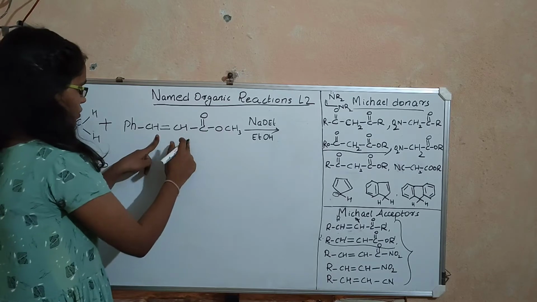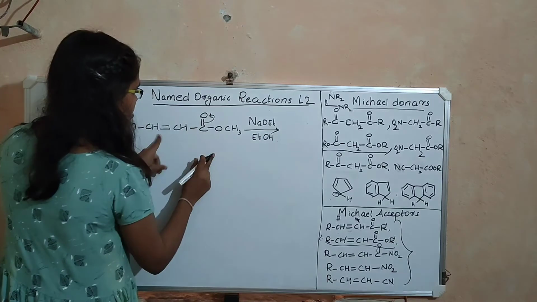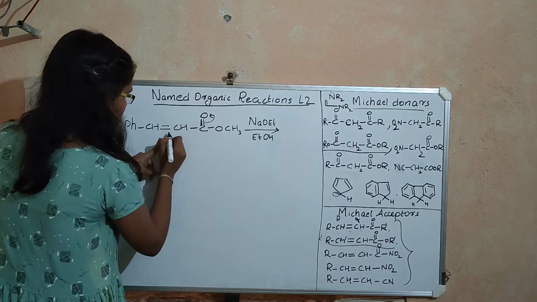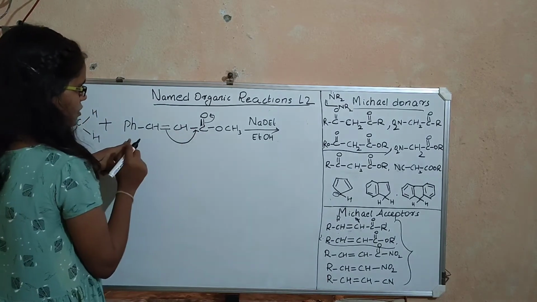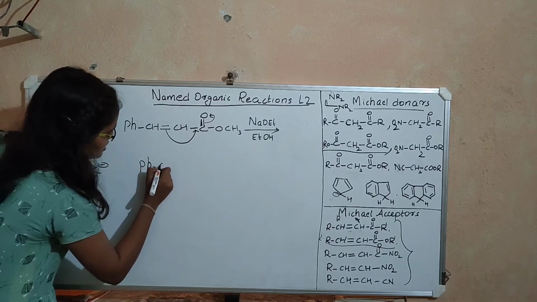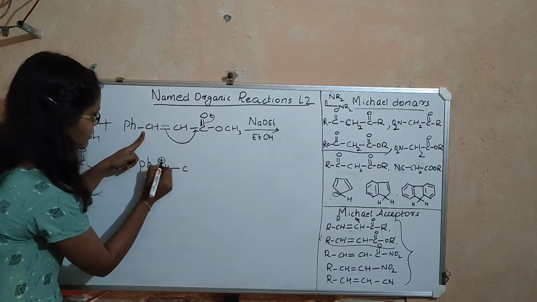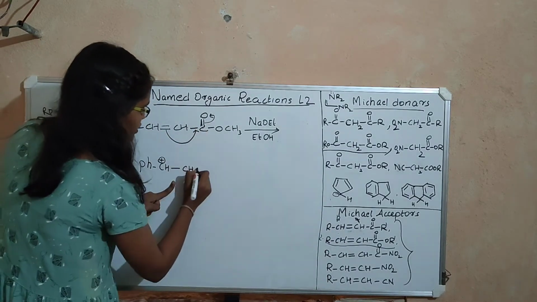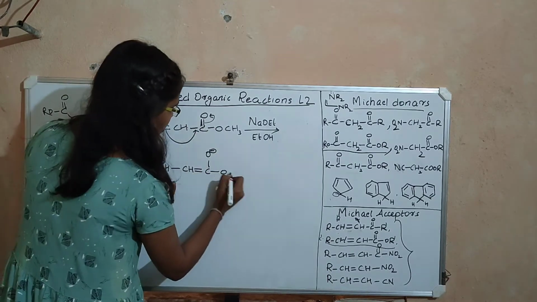So look at this compound. This oxygen is more electronegative, so it tries to withdraw these pi bonded electrons, and these pi bonded electrons will shift here. So what you get is Ph, CH, single bond. You get a positive charge on this carbon because these pi bonded electrons have shifted here. There is a double bond between this carbon and this carbon. Now you have a negative charge on oxygen, OCH3.